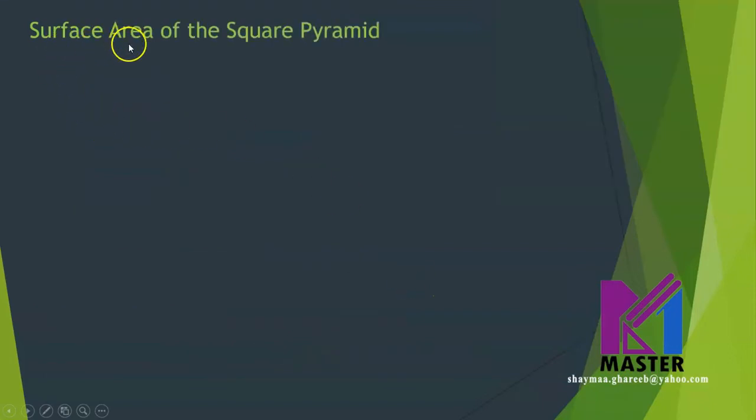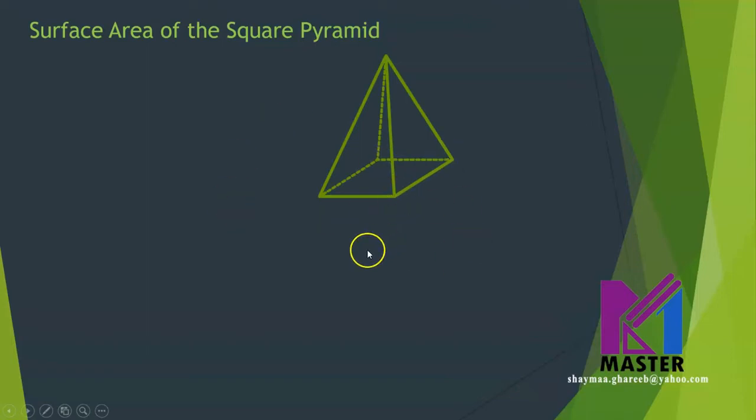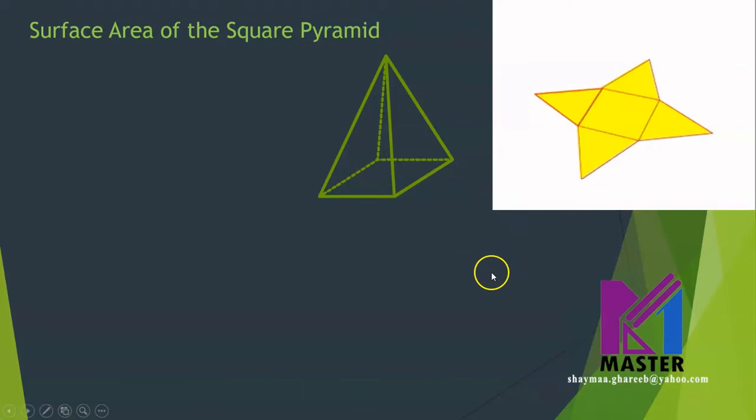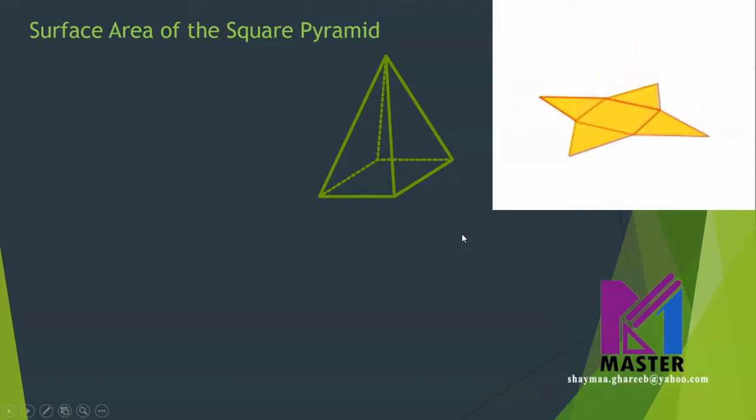Now let's talk about surface area of the square pyramid. Here it is, the square pyramid. Let's check the net of a square pyramid. As you can see, it has 5 faces, 4 triangles, and 1 square. And it could be a rectangle. Let's see how we fold it, as you can see in this video.